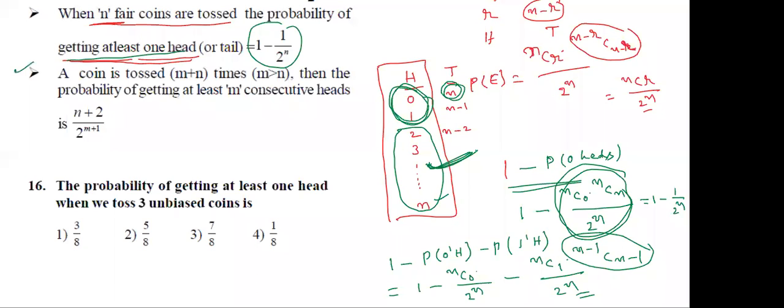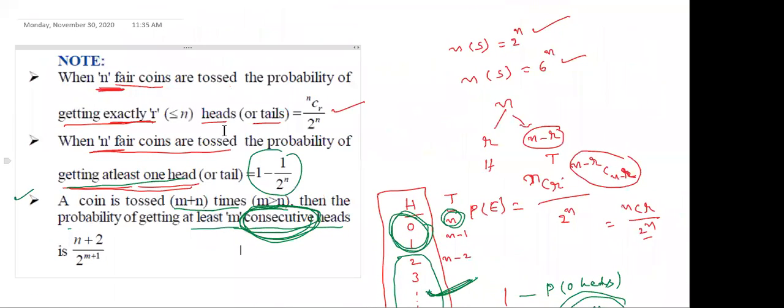Now, see the third formula. This is, remember it. A coin is tossed m plus n times, m is greater than n. Then the probability of getting at least m consecutive heads is n plus 2 by 2 power m plus 1. Here remember this, that is important. n plus 2 by 2 power m plus 1. Okay. I think all of you understood now. These formulas are very, very important.